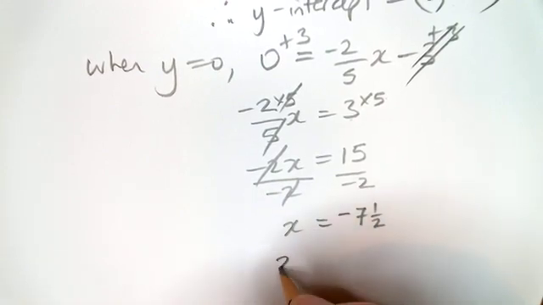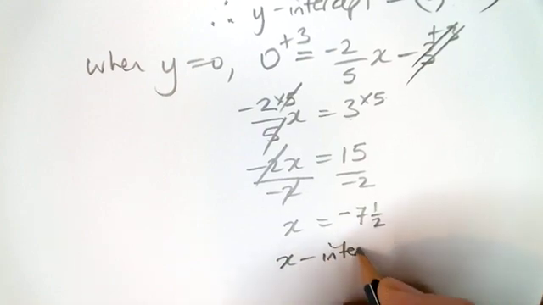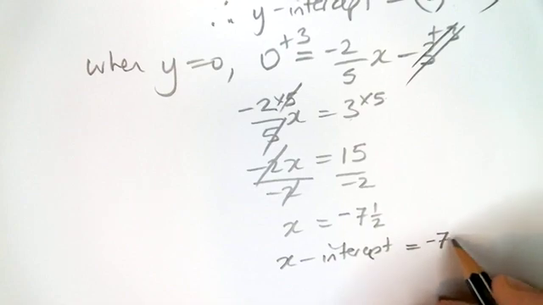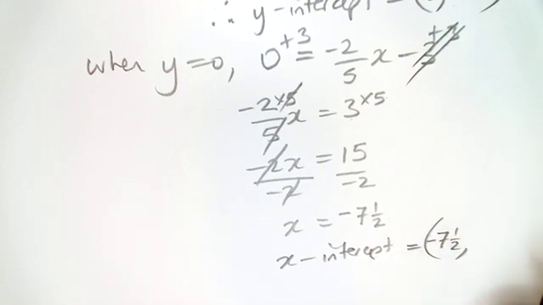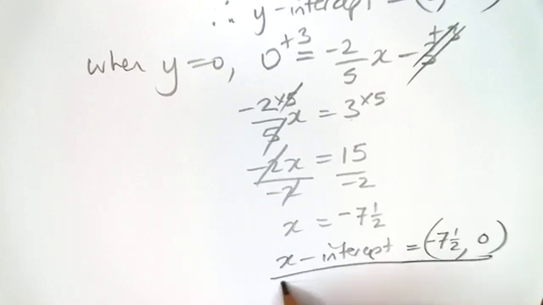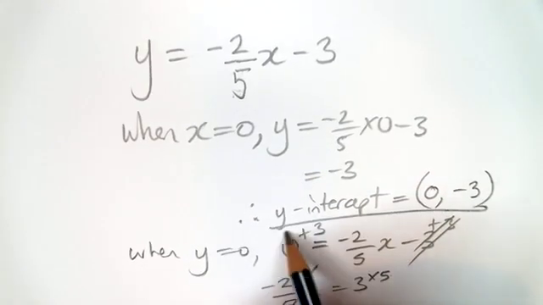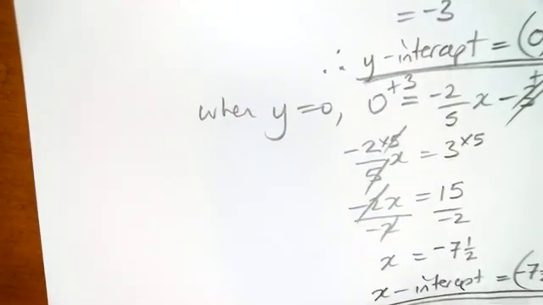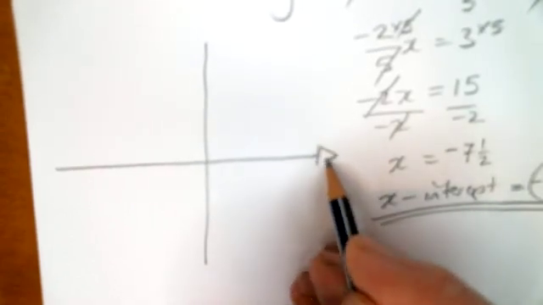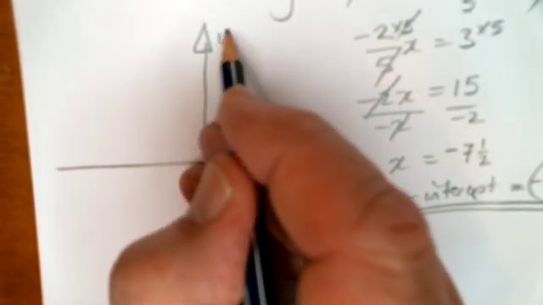So now we're going to say x-intercept equals, and we've got an x value of -7.5, comma, and we've got the y, which is 0. So you want to express these things as ordered pairs. Now we can go ahead and we can put that on the graph. Here is our graph. So here it is. Just sketch nicely y, 0, and x.